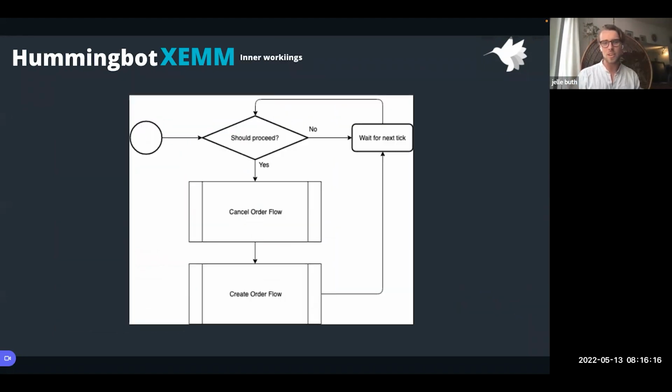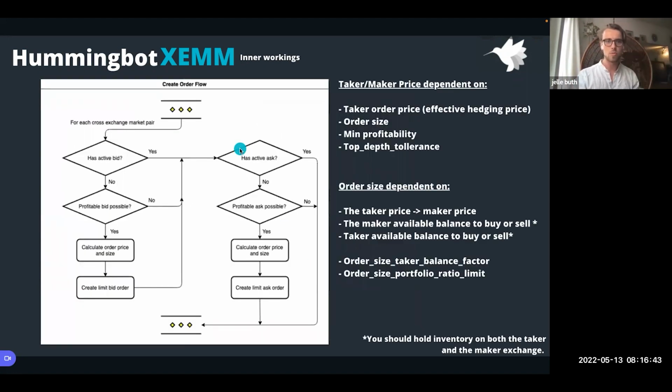So there are 3 processes that mainly take place under the hood. 2 of them happen at every tick size, so generally 1 second, and 1 other is only activated once there's an order fill on the maker. So the 2 processes are a cancel order flow and a create order flow. So when does it create a new order, and how does it determine the price and the size, and when does it cancel the order? Let's first go into when it actually creates an order and how that works.